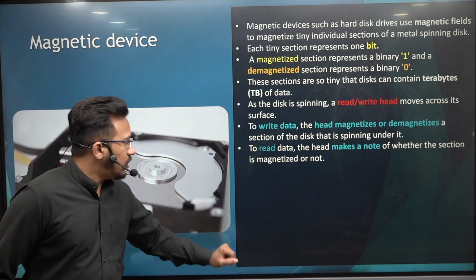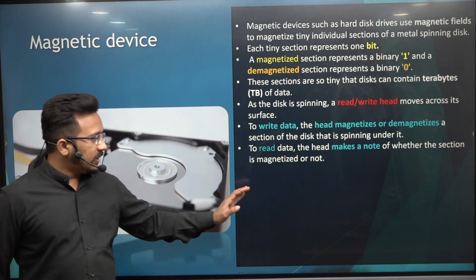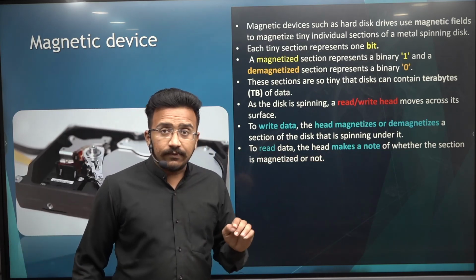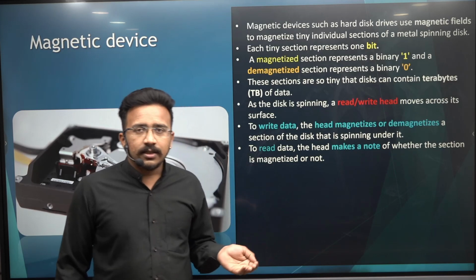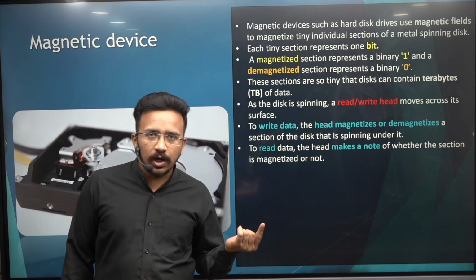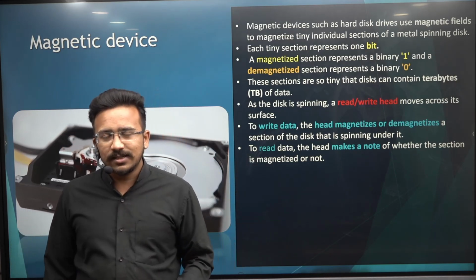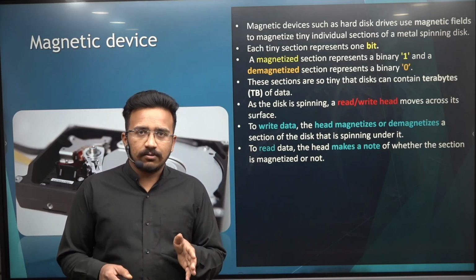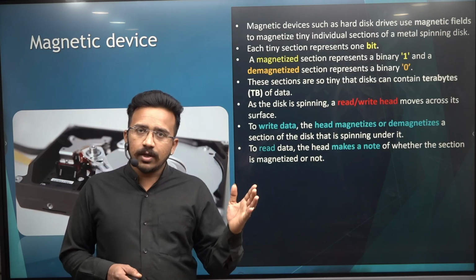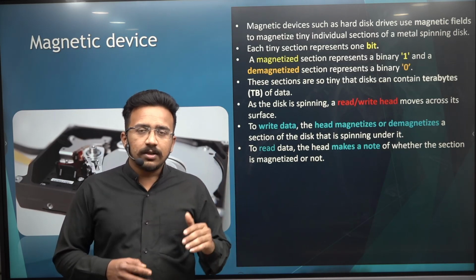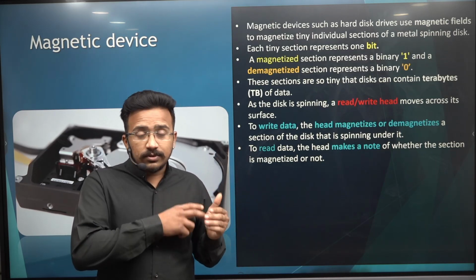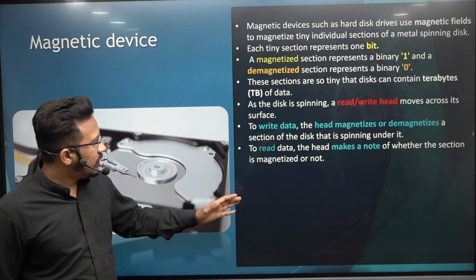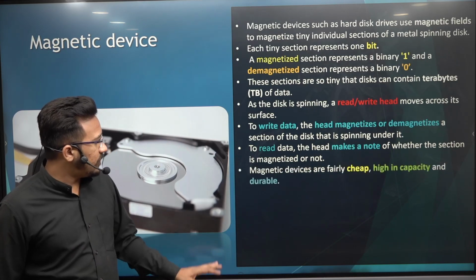So to read the data, the head makes a note of whether the section is magnetized or not. If it is magnetized, then it represents the binary value 1, and if it is not magnetized, the head finds the value to be a 0. So this is how zeros and ones work. We know that 1 0 will be 1 byte, 1 1 will be 1 byte. So likewise, terabytes of data will be there. And this is how it works.